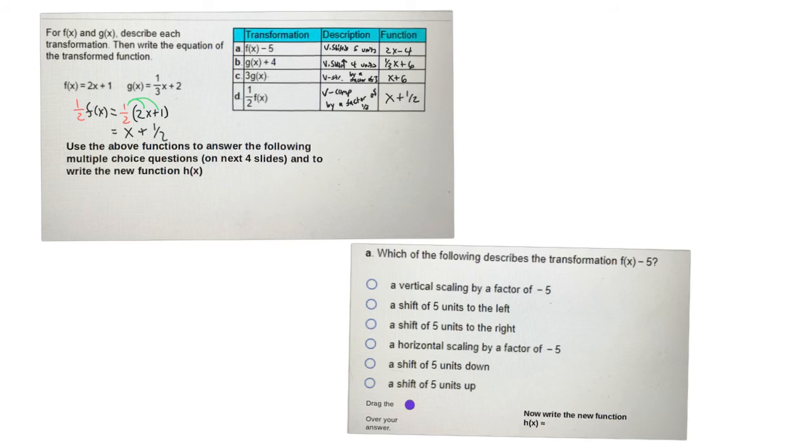So, I don't know. To me, this is kind of easy. It's a shift 5 units down. Ding, ding, ding. Kind of feel like that's easy, to be honest. I mean, we already described it. So in a way, these questions are just asking us to describe it again. And that's what we just did.